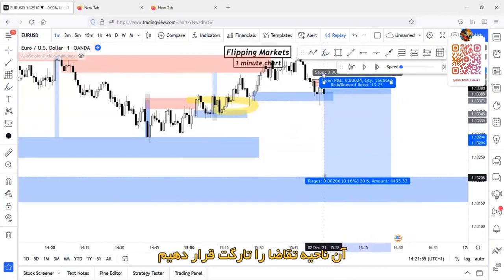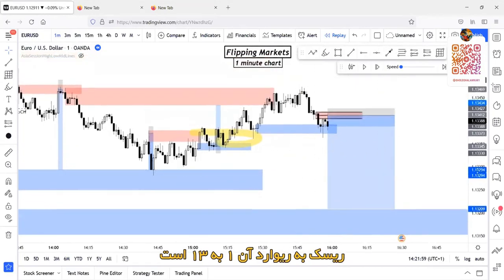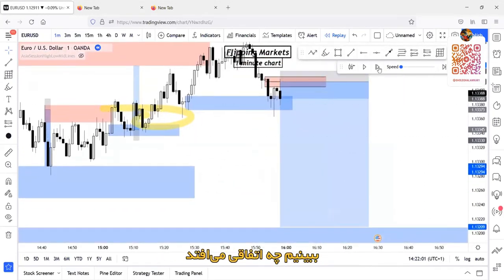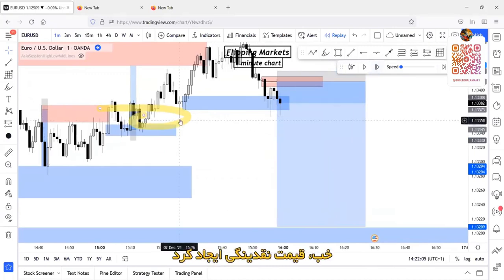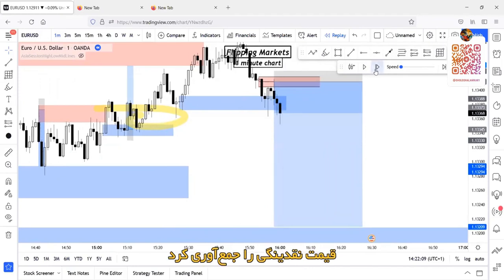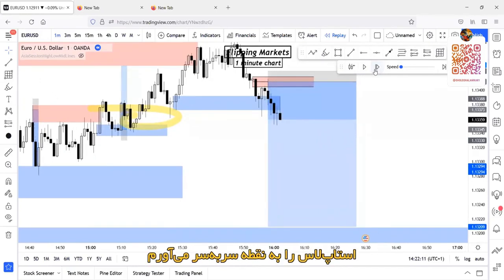So let's just target that demand zone. And that's 1 to 13 risk reward. Let's see what happens. Okay, price created liquidity. So here's triple bottoms. Price fed the liquidity. Okay. I will set my stop loss to break even.